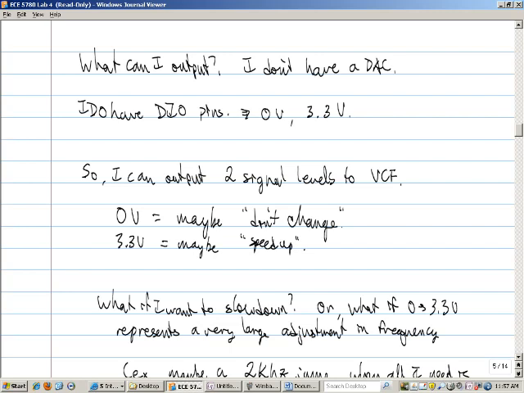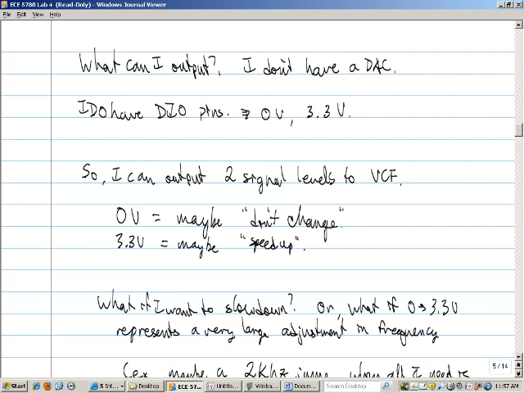So if we want to use the TS7200 to change the frequency of the function generator, how can I do that? Well, what can I output? I don't have a digital to analog converter. What I do have are digital I/O pins. It's not to say that the TS7200 can't output to a DAC, we just don't have one on there. So what we do have are digital input pins and digital output pins.